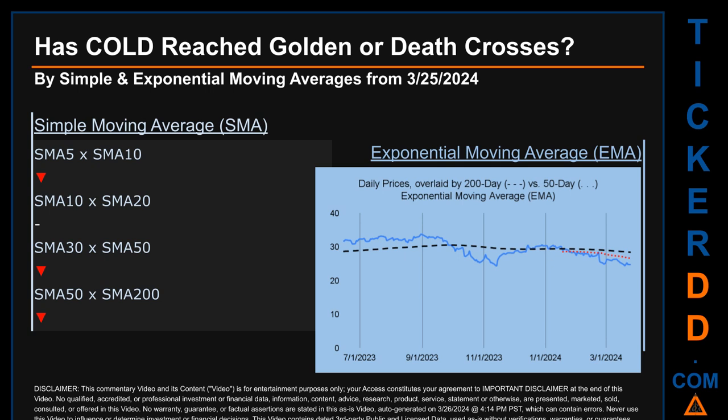For simple moving average, by comparing 50 to 200 days, we found a bearish death cross signal because the 50-day SMA crossed below the 200-day. Continuing with SMA, we looked across the 5 to 10, the 10 to 20, and the 30 to 50-day ranges to see if golden and death crosses had been reached. We found death cross signal for the 5 to 10, the 30 to 50. We could find neither golden cross nor death cross signal for the 10 to 20.